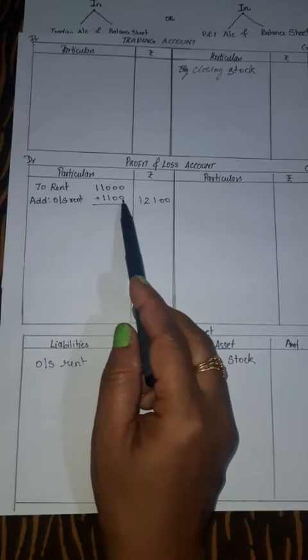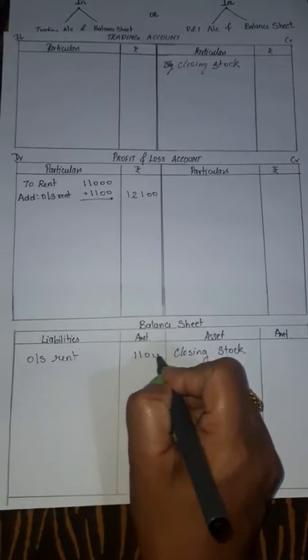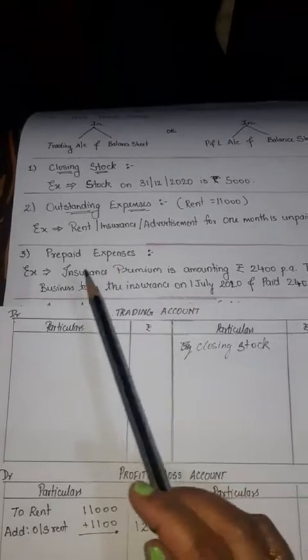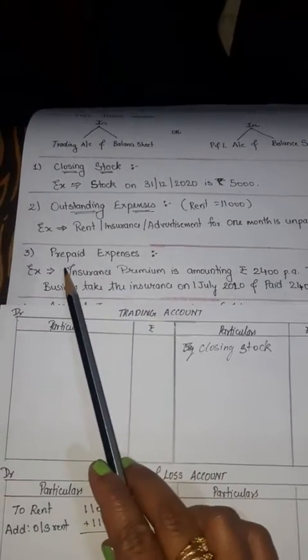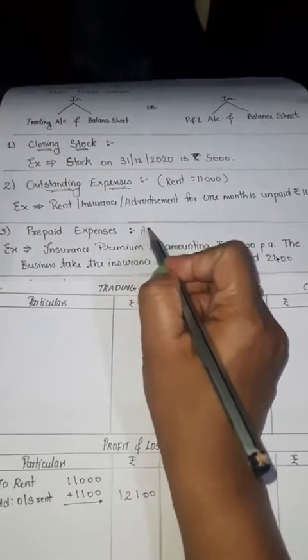1,100 is the amount which is due. Okay, so 1,100 will be written over here. Now the third adjustment, prepaid expenses. Prepaid means advance, paid in advance.